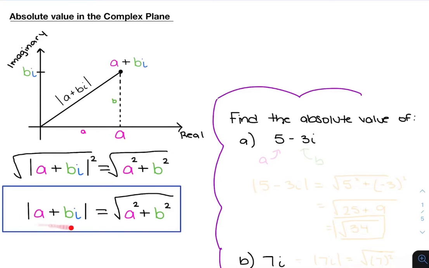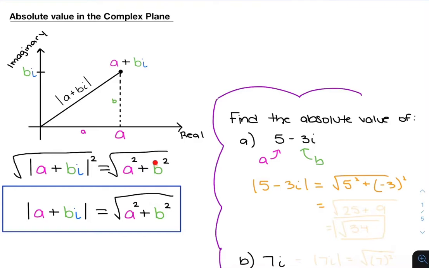So let's do an example. It says find the absolute value of 5 minus 3i. So here our a is 5 and our b is negative 3. So the absolute value of 5 minus 3i is just equal to the square root of 5 squared plus negative 3 squared. You don't need to include the i because the formula only calls for b.